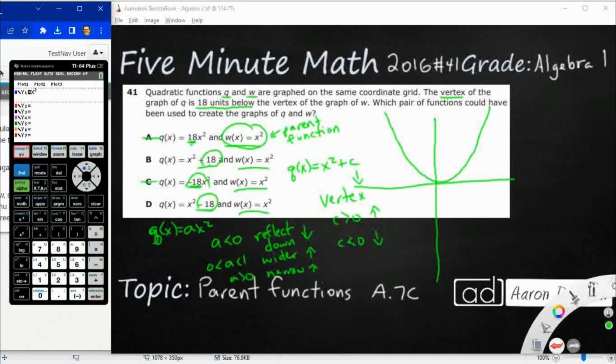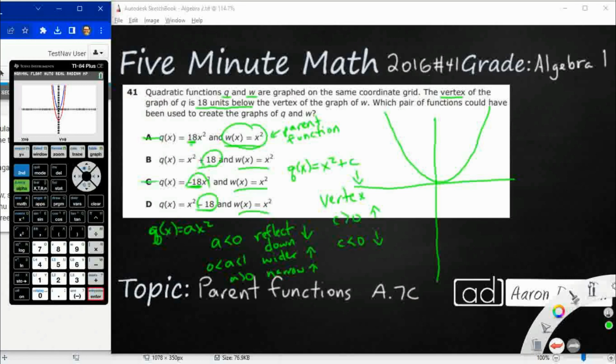Then we're going to go over here, and we are going to say, x squared minus 18. What happens if we shift that down? And wow, look how much farther down it goes. I will have to zoom back out. So it's the same graph, it just shifts down 18 points.